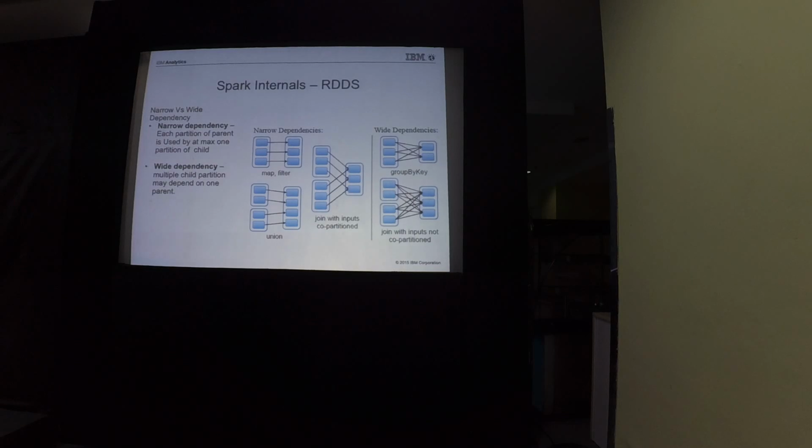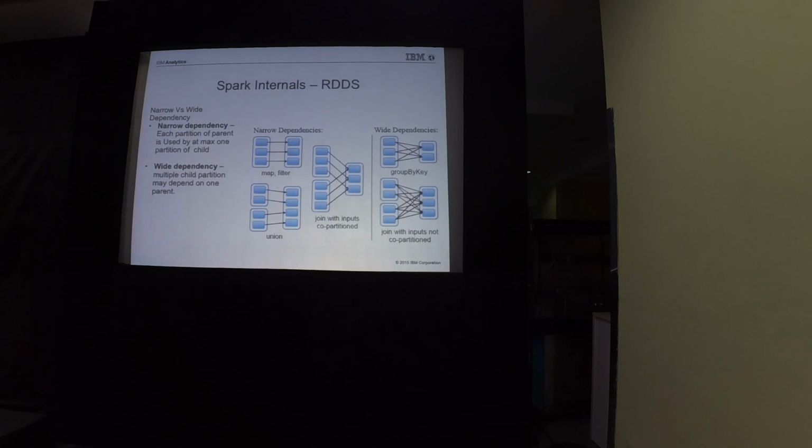Now I'll go a little more into the details about how dependency works between RDDs, and then we'll explain this. I'll go a little more in depth. So if you have any questions on this one, we will go into details now. There are two types of dependencies which you want to know in the case of RDDs: narrow dependency and wide dependency. So what is narrow dependency? Each partition of the parent is used by at max one partition of the child.